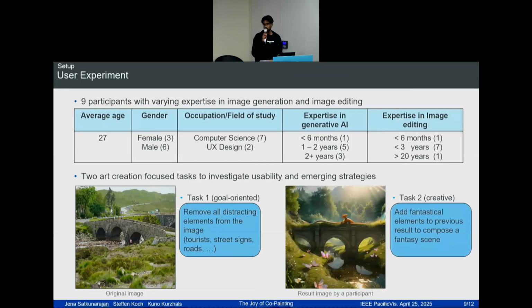The second task was more open-ended and creative and involved utilizing the result from the first image and making it into a fantasy image by introducing any fantastical elements the participants could think of.